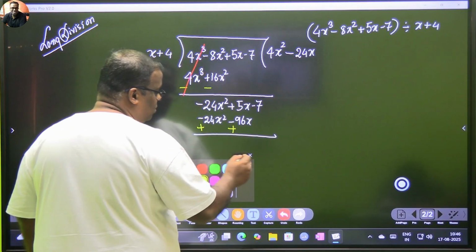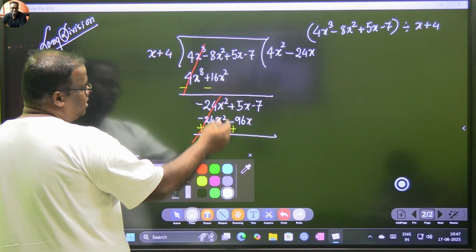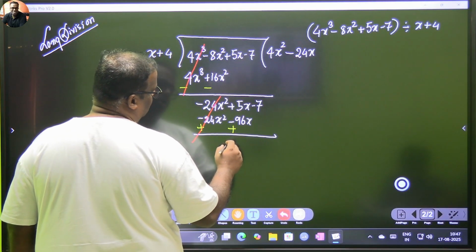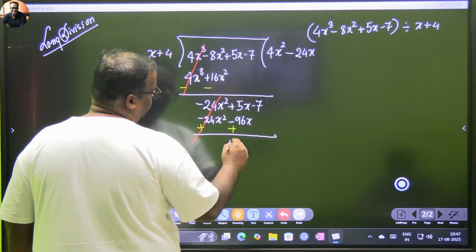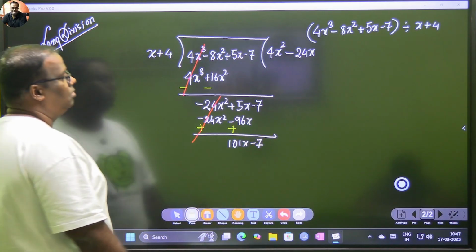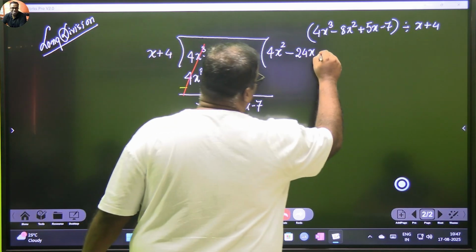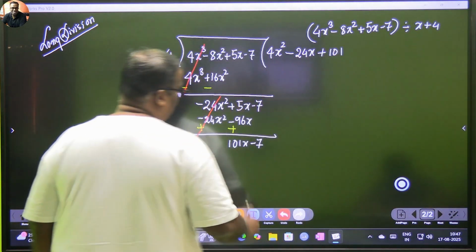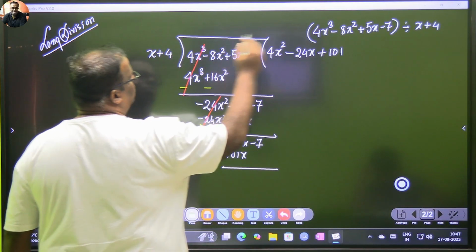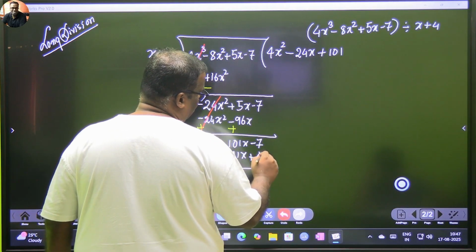After that, we have to do some killing operation. This is killed. And then what am I left with? Plus 96 and plus 5 gives me how much? Plus 5x. 101x. And the 7 just comes down. Agreed? Now x has to match with this, so I have no other option but to multiply with 101. I get 101x. And what happens? The 4 multiplies with 101. It's a 404. So plus 404.